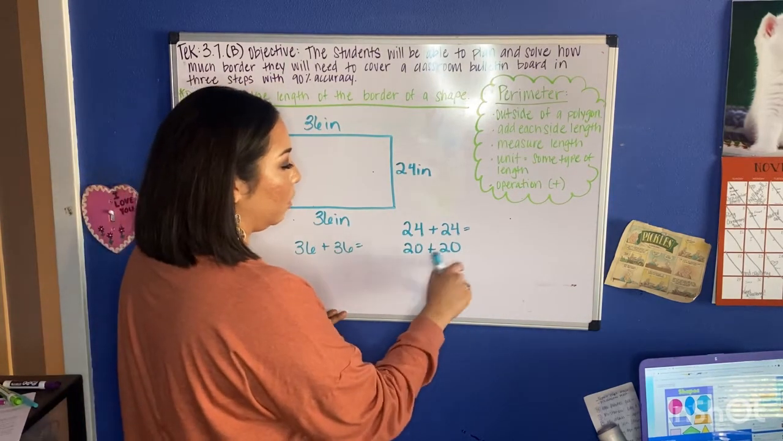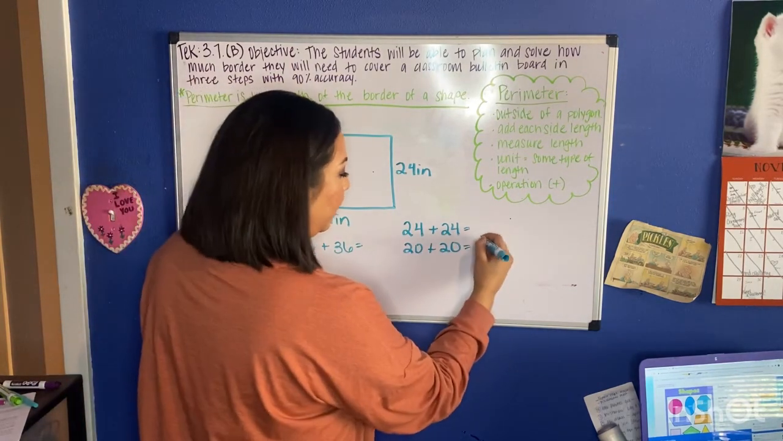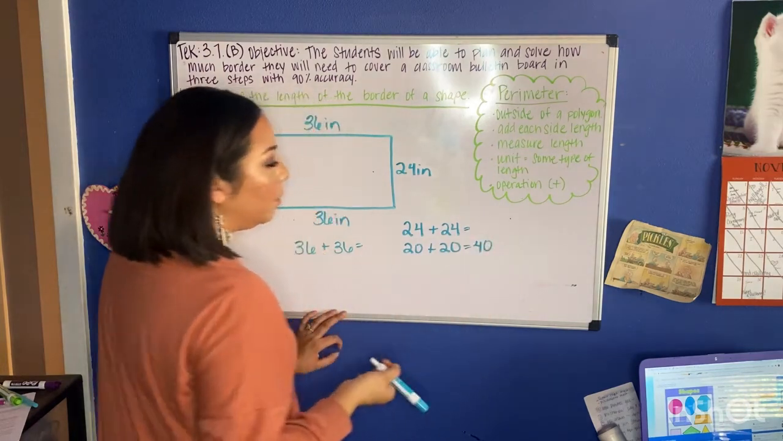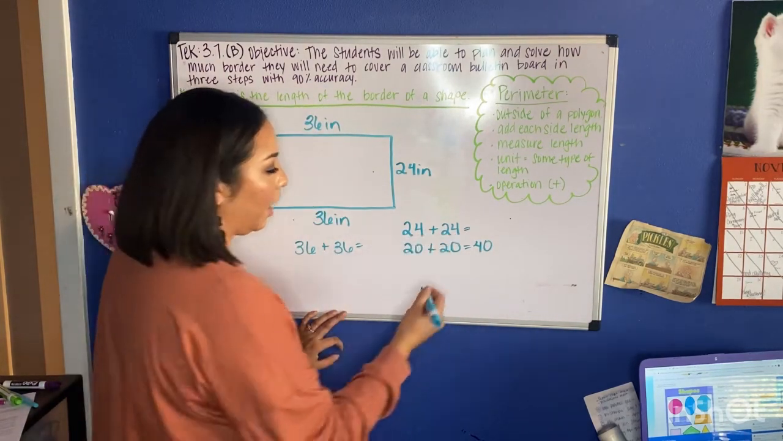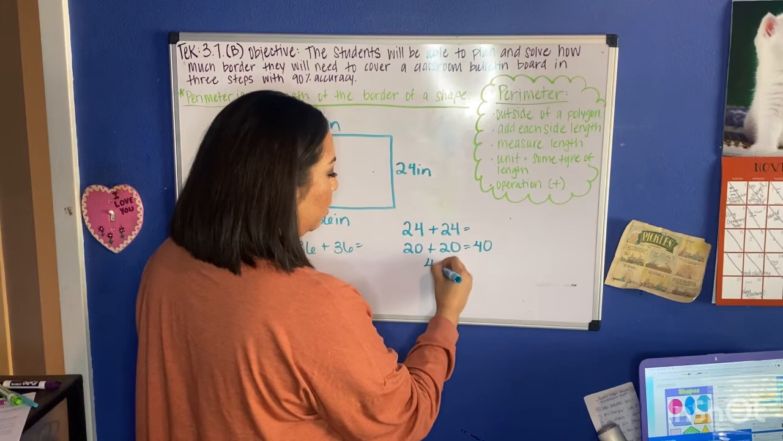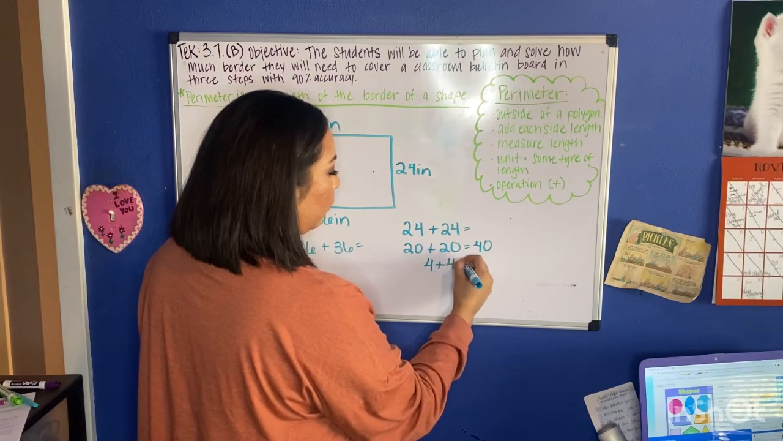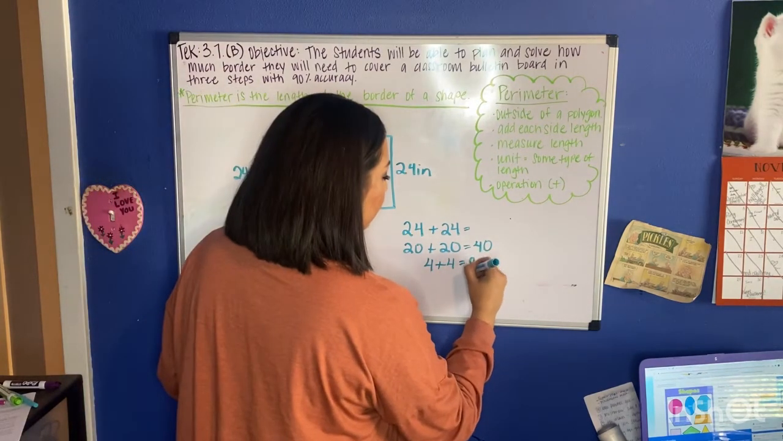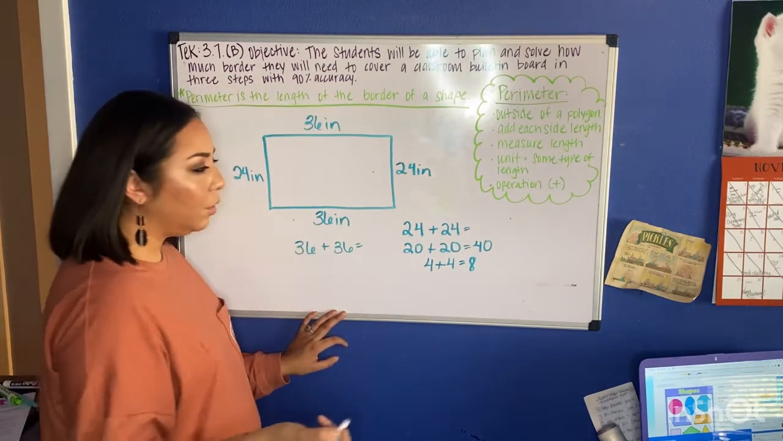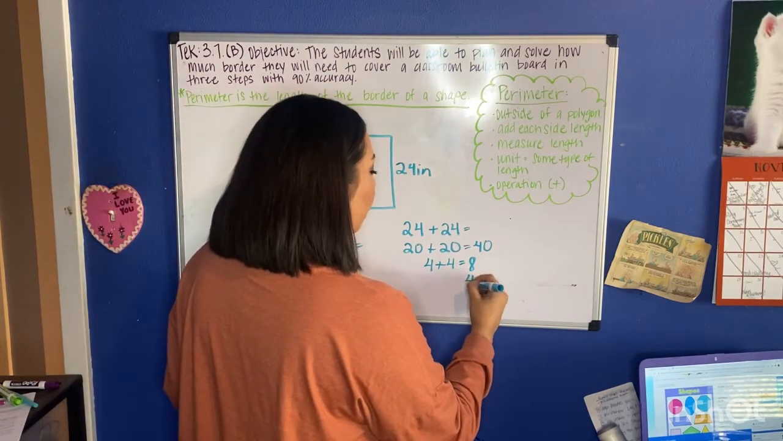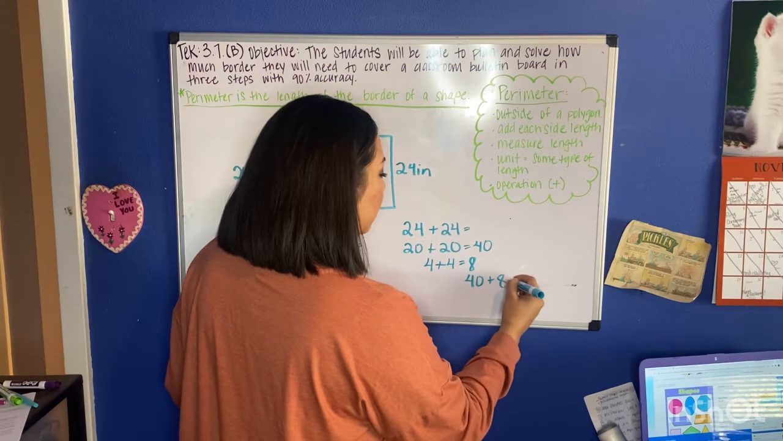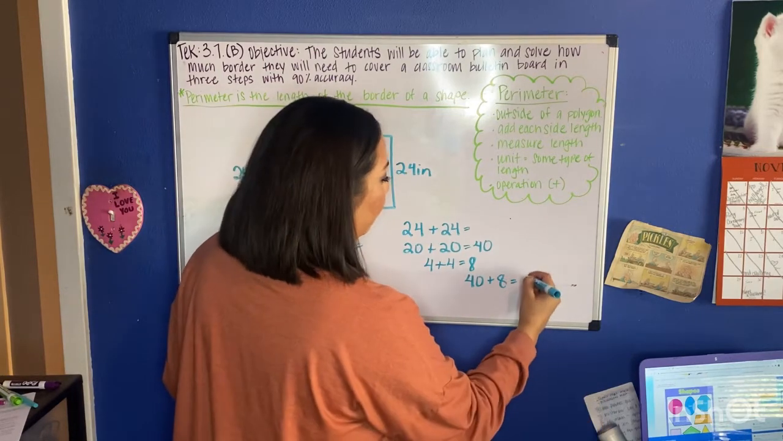And what does this equal? You're right. That equals 40. But we still had a 4. We have to add those too. So what is 4 plus 4? 8. Are we done? No, you're right. We still have to add 40 plus 8. And what is that? 48.